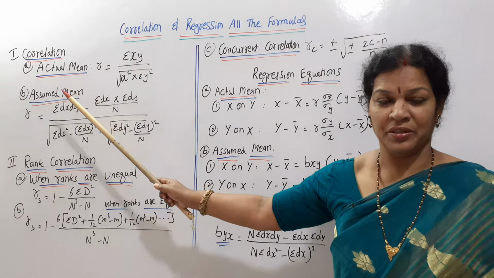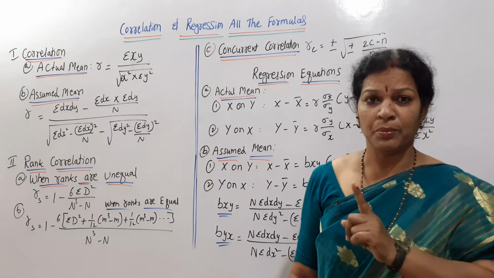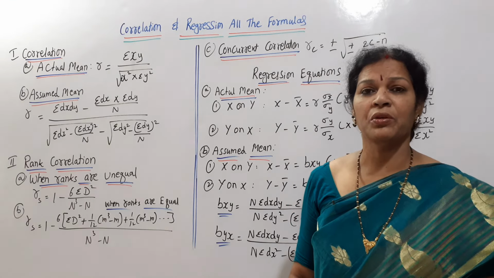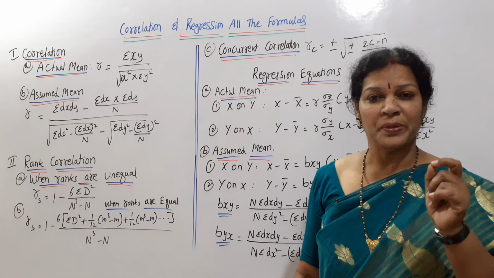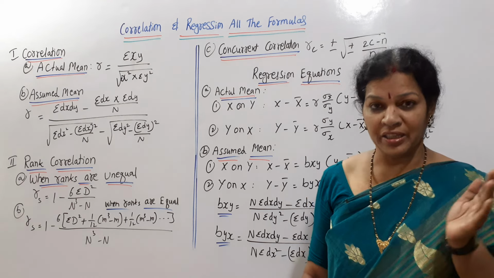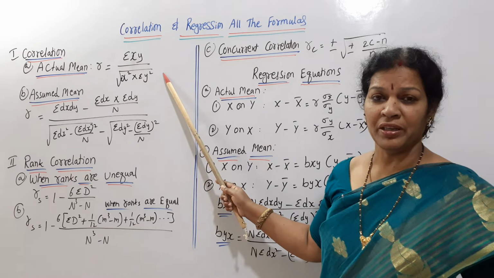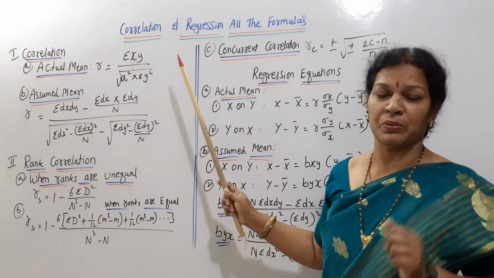This is the actual mean. Assumed mean has a different formula, but remember, in the exam 99% of the time they won't specify whether you have to follow actual or assumed mean. In any such case, you had better go for this formula, which is easy to remember: sigma xy by root of sigma x square into sigma y square. That is it.